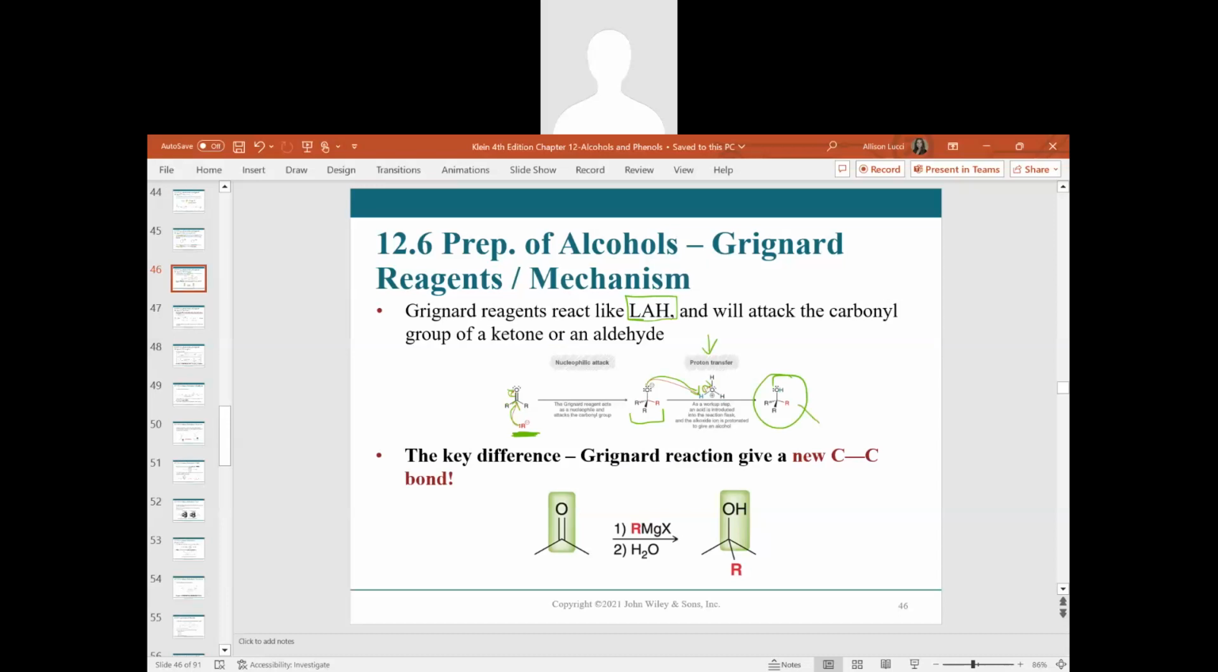But we've added that R group, right? That new C-C bond. And this is the key difference in the alcohol formation process. With the other reductions and other mechanisms of action, we did not see a new C-C single carbon bond created as we do with the Grignard reagent. So this is the main difference that you should note.